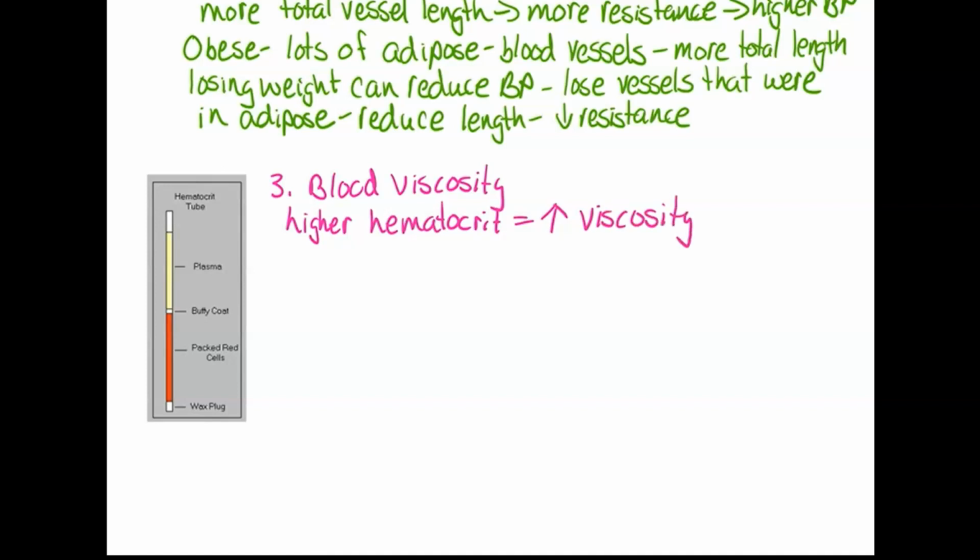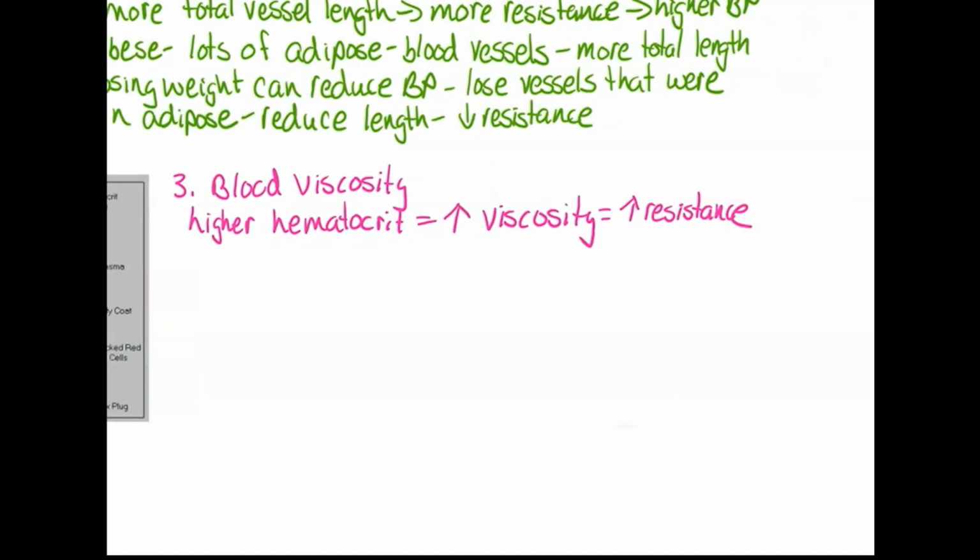And you also learned in chapter 18 with the dangers of blood doping, that makes your blood too thick and it's hard for your heart to pump. So higher viscosity means that you have more resistance. So the thicker your blood is, the more resistance you have, the harder it is for your heart to pump and your blood pressure goes up.